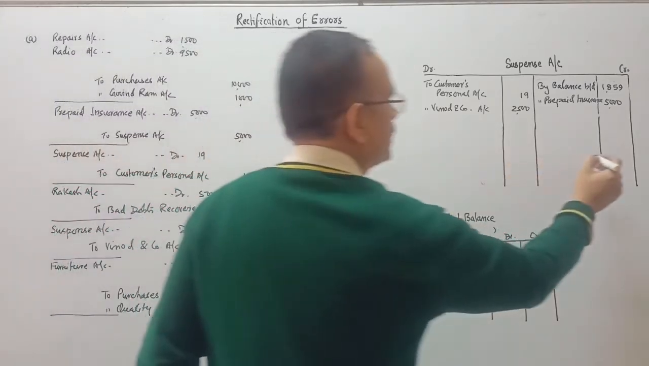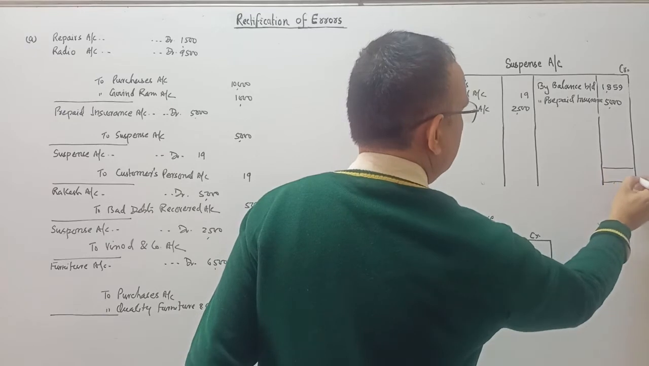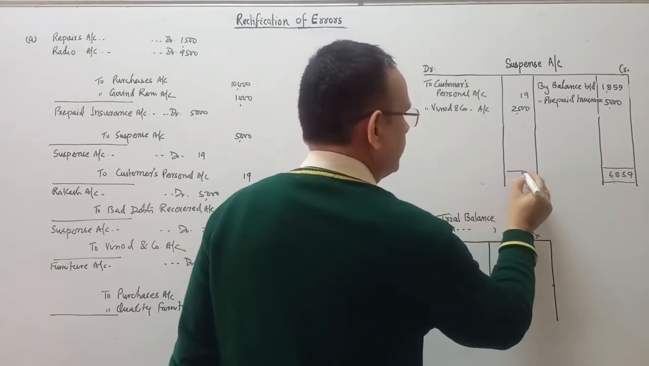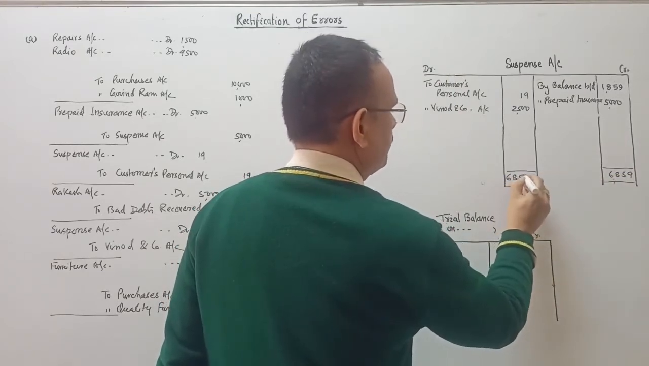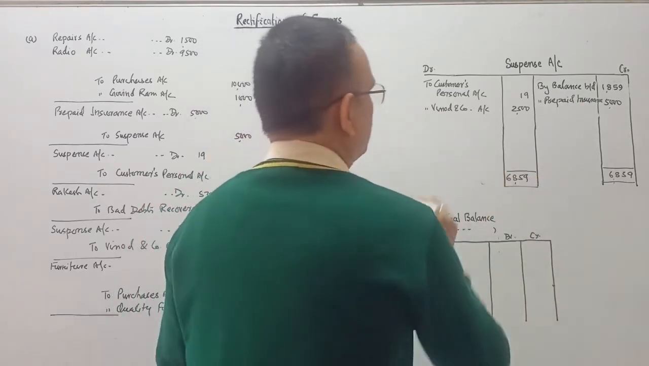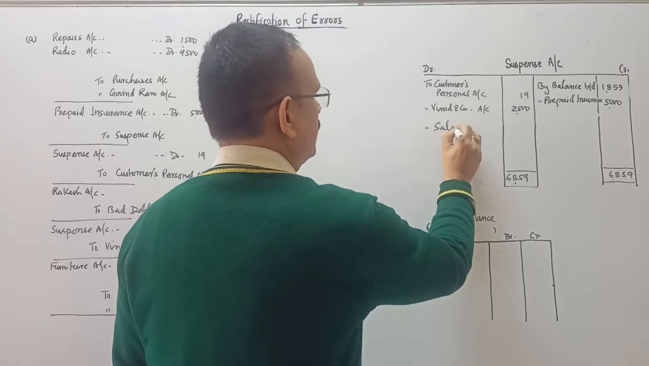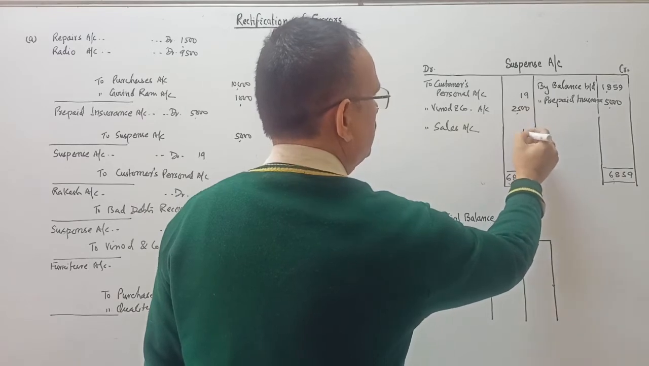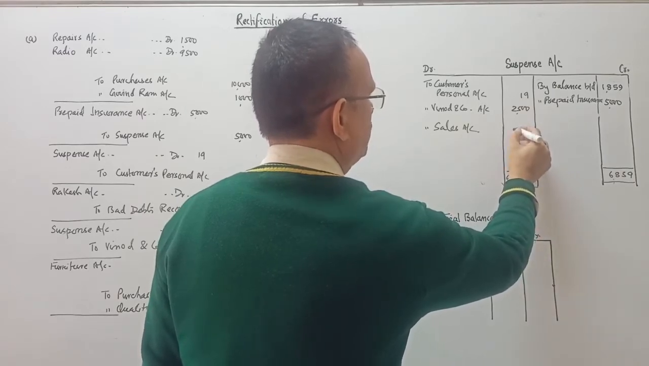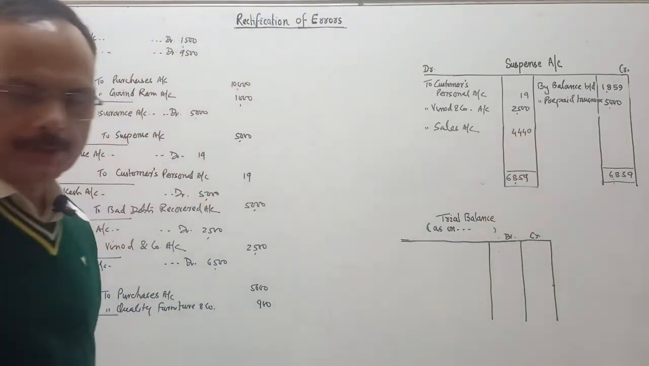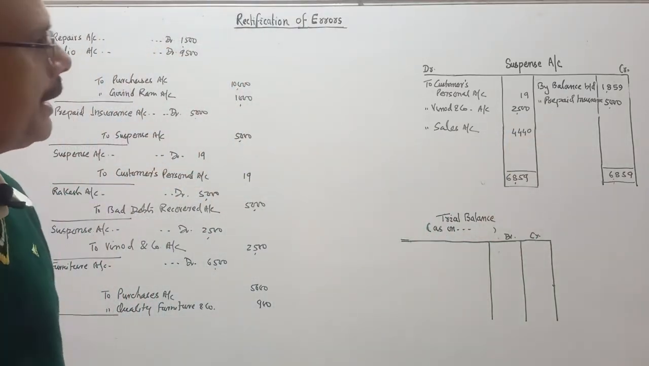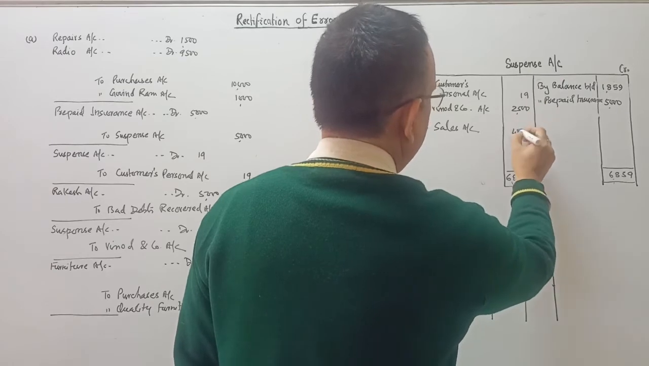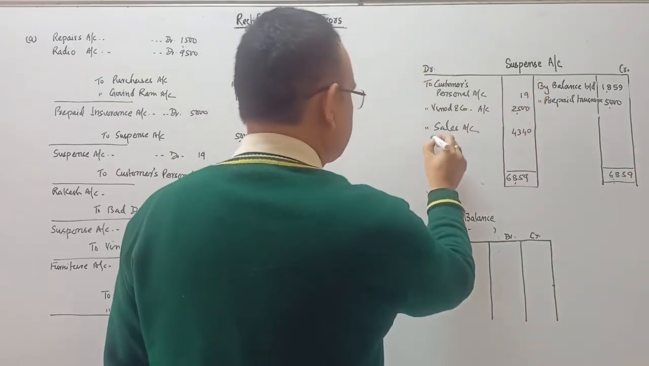So the credit side total is more. Credit side total is more, 9586 and 6859. So the difference will be in the sales account. The difference is 4,340.